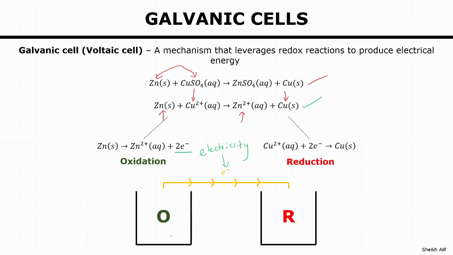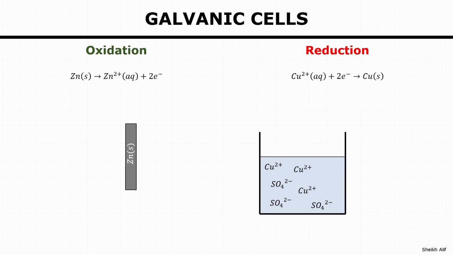And of course, this is all really vague. What is actually in these cells? Let's take a look at that. But I just wanted you to understand the broad idea of a galvanic cell. It's essentially just separating the oxidation and the reduction half reactions and providing a pathway for the electrons to move. So let's look at this more specifically.